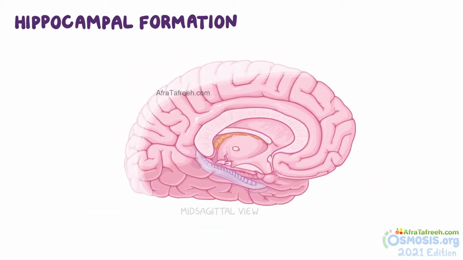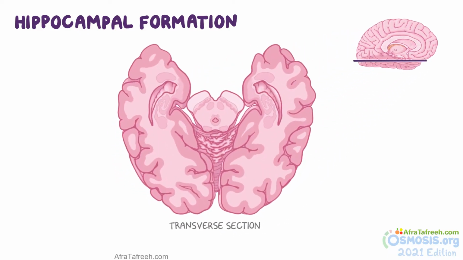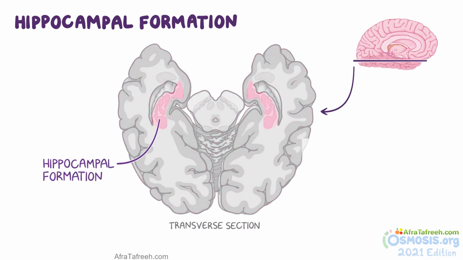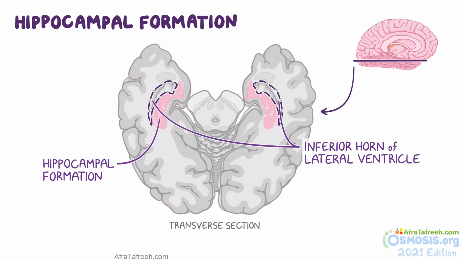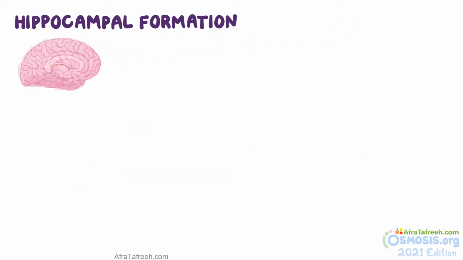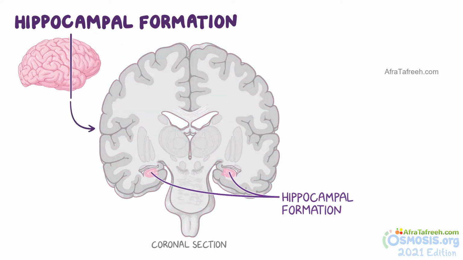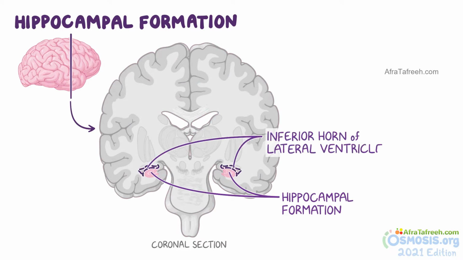Now, on a mid-sagittal section of the brain, the hippocampal formation is hidden within the medial temporal lobe. It lies posterior to the amygdala and spreads caudally all the way to the splenium of the corpus callosum. On a transverse section of the temporal lobe, we can see the hippocampal formation forming the floor of the inferior horn of the lateral ventricle. But the best plane for the visualization of this structure is actually the coronal plane. Here, we can see the hippocampal formation located within the medial temporal lobe and swooping beneath the inferior horn of the lateral ventricle.